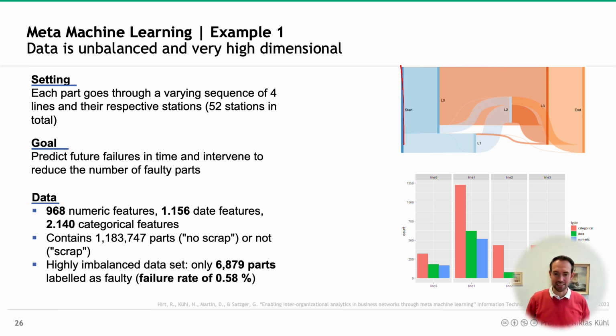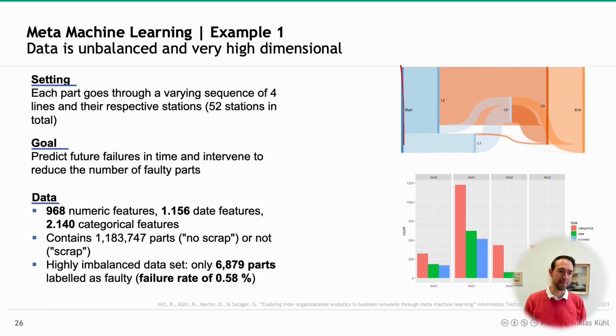Now, reality hits, as I told you multiple times, because if you look into the data, it's not only messy, but it's also high dimensional. We see it has 968 numeric features. It has over 1,000 date features. It has over 2,000 categorical features. And again, it contains a lot of data.